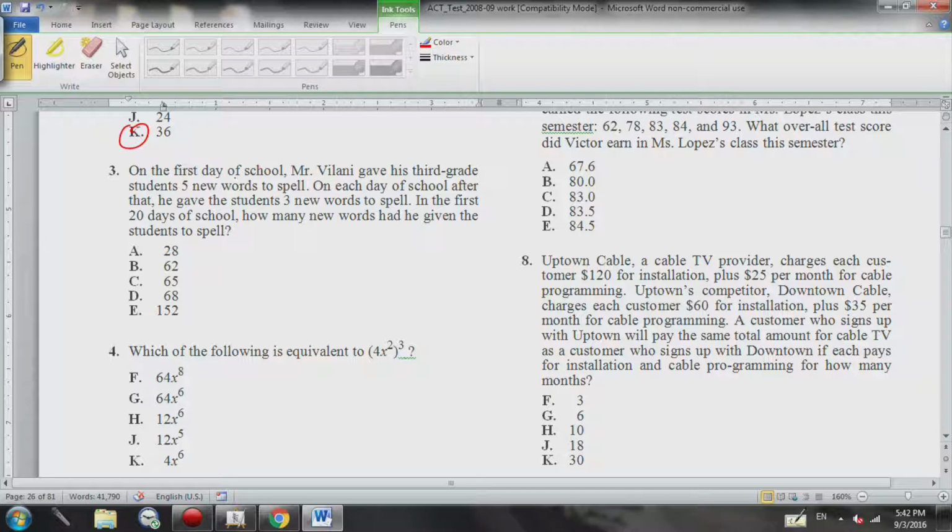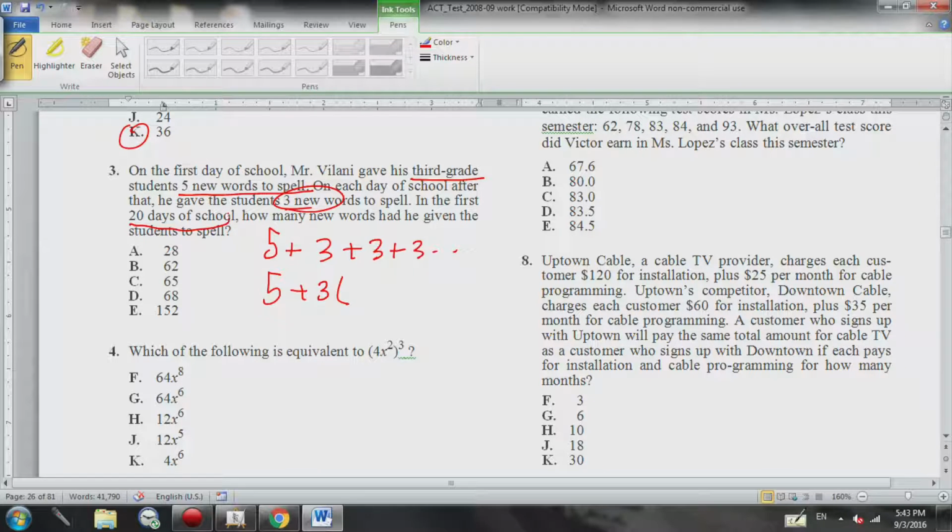Question number 3. On the first day of school, Mr. Villani gave his 3rd grade students 5 new words to spell. On each day of school after that, he gave the students 3 new words to spell. In the first 20 days, how many new words had he given the students to spell? So the first day he gives them 5, and after that he gives them 3 and 3 and 3 like this.